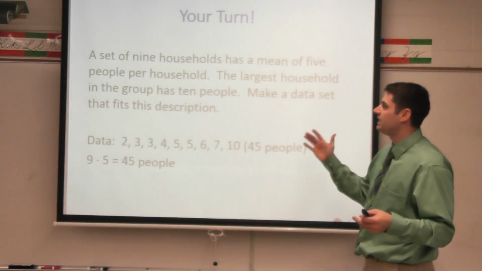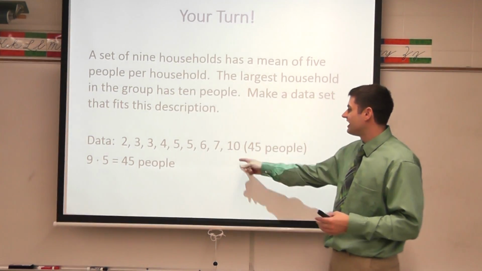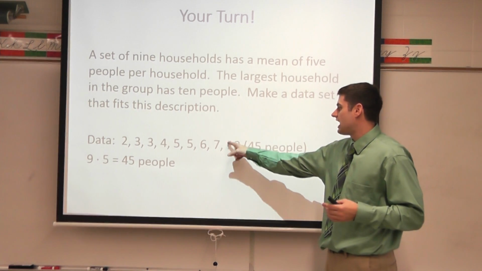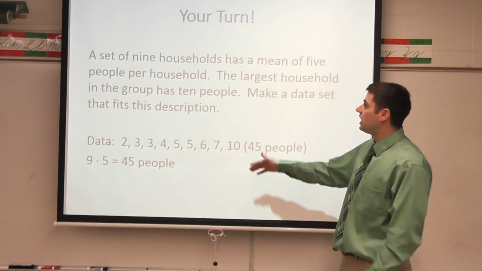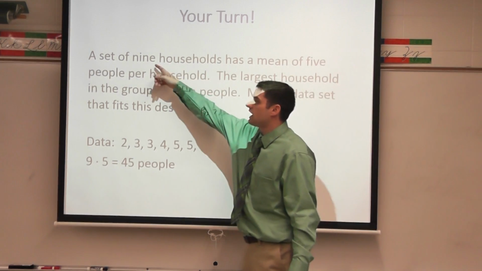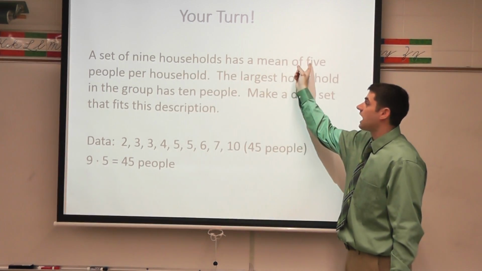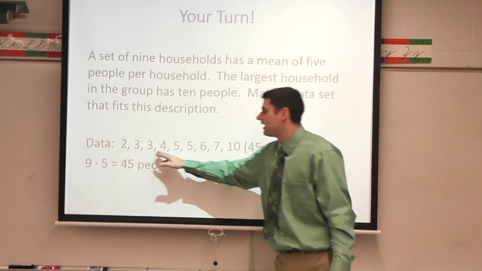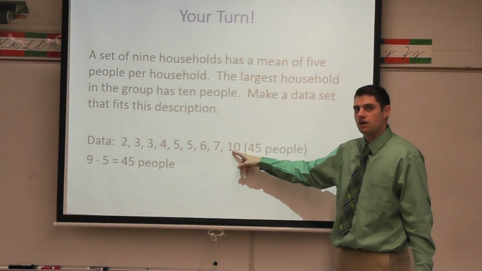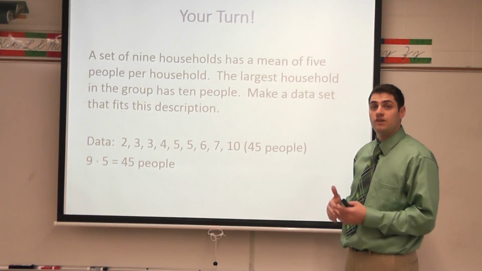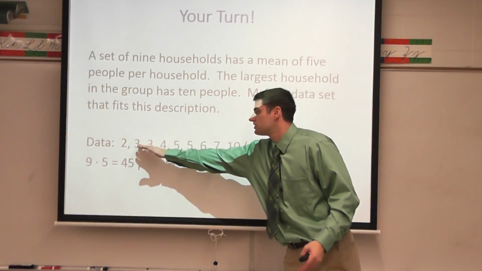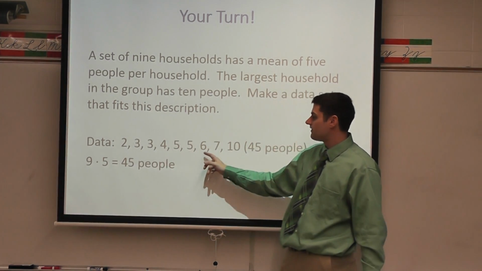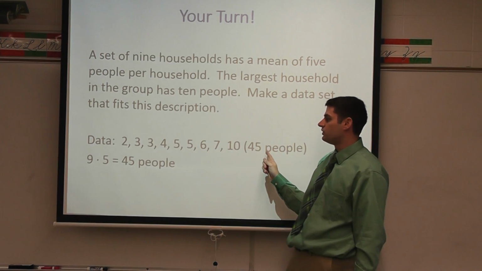So I knew that I needed 9 numbers to be in this. I know that 10 had to be the largest, so there couldn't be any numbers larger than 10. So when I started solving this, I just put 10 in my data set right off the bat. I also knew if the mean was 5 and there were 9 numbers, I could do 9 times 5 to get 45. So I knew that I needed 45 total in my numbers. And if I used 10 as my largest, it left me how many? You're right, 35 left. I had to make sure all these other numbers here equaled 35. So I did 2, 3, 3, 4, 5, 5, 6, 7, and 10 to add up to 45.